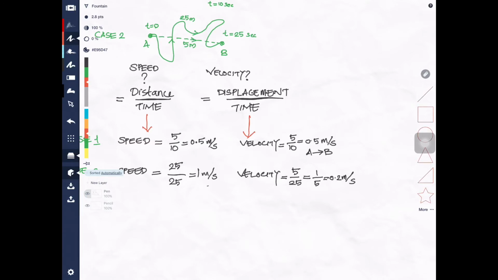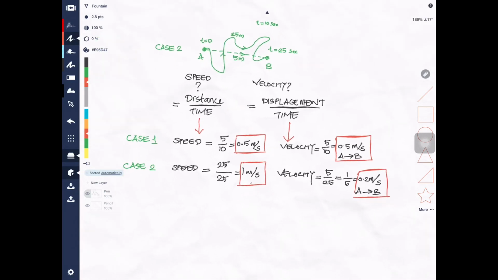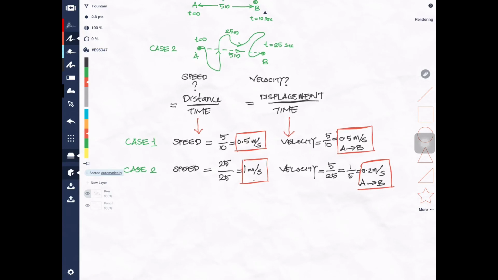Now comparing the results, for case 1, speed is equal to 0.5 meters per second and velocity is also equal to 0.5 meters per second, but we have to mention it along with its direction. For case 2, speed is 1 meter per second because we are considering the full 25 meters, but velocity is only 5 divided by 25, that is 0.2 meters per second, along with its direction from A to B.